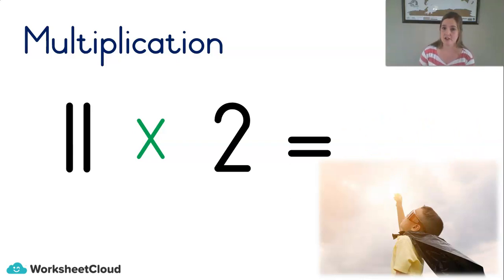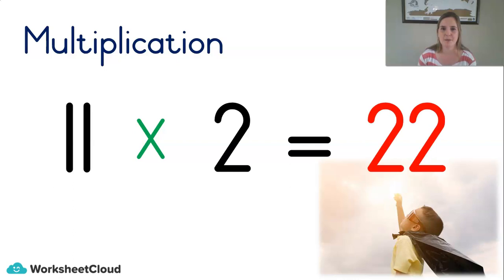Okay, here's a really tricky one. This is just for some of those smarty pants out there. 11 times 2. 11 groups of 2. I'll give you a moment to think about it. 22. Well done if you got that right.